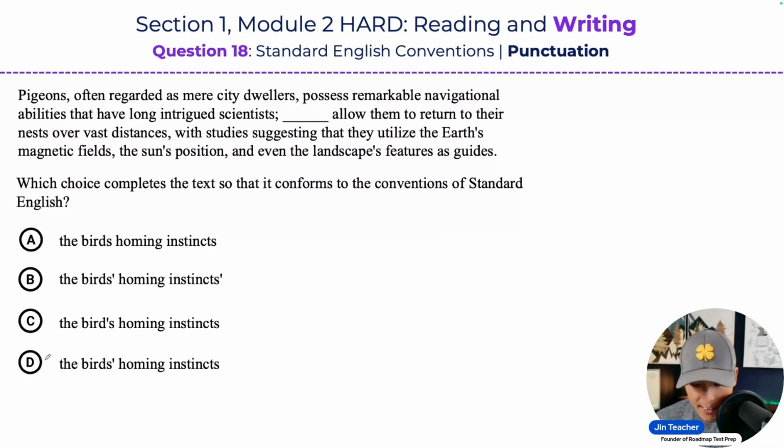So the passage says, pigeons, often regarded as mere city dwellers, possess remarkable navigational abilities that have long intrigued scientists. The birds' homing instincts allow them to return to their nests over vast distances, with studies suggesting that they utilize the Earth's magnetic fields with the sun's position and even the landscape's features as guides.